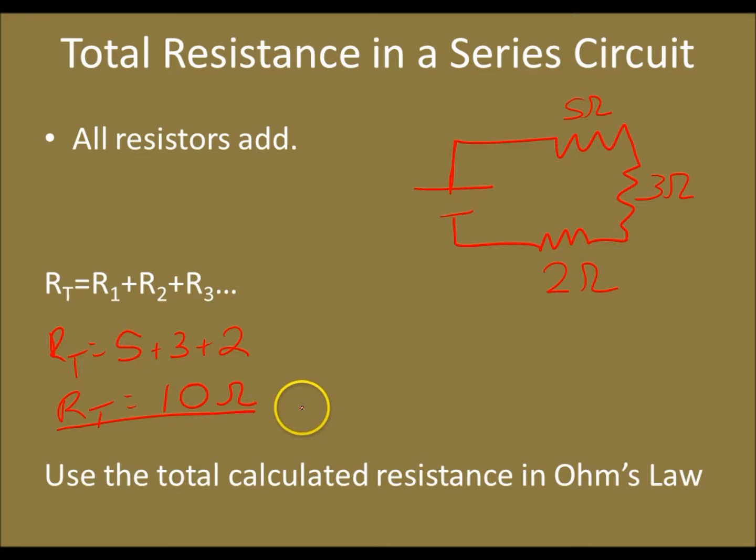This is the number that I would use to represent R in Ohm's law. So if this was a 5-volt battery, V equals IR. So 5 equals I times 10. So divide both sides by 10, and I is going to equal 0.5 amps.